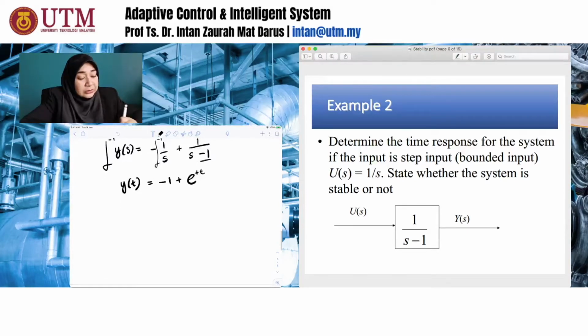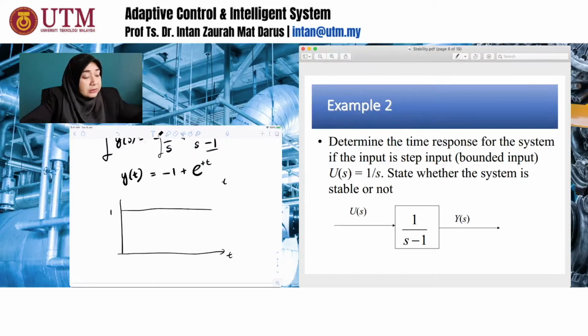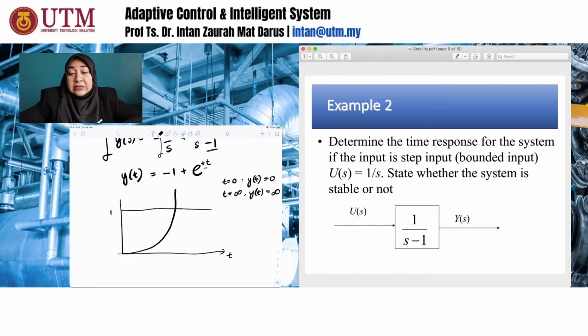So how does that look? Of course, just now this is our response. We want it to be a step input of value 1 that we are giving to the system. So when t equals 0, y(t) equals 0. But when t equals infinity, if you put it into this equation, because of that positive exponential, your y(t) will become infinity, and that's how it will respond. So this is showing you that the system is unstable.